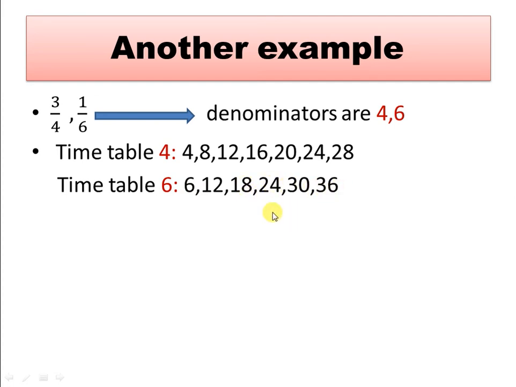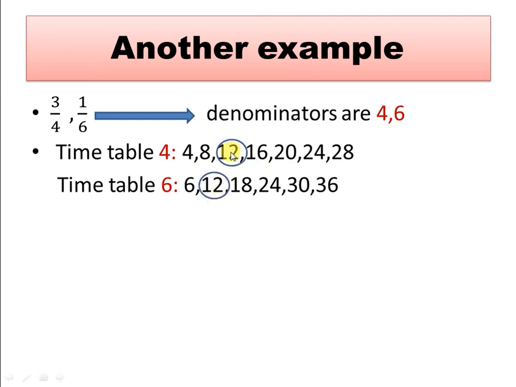What we can see here is that we have two common multiples. 12 is found here and here. 24 is found here and here. So which one should I use? I should use the least common multiple between both numbers 4 and 6, which will be 12.